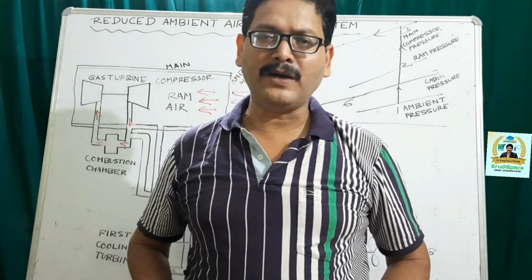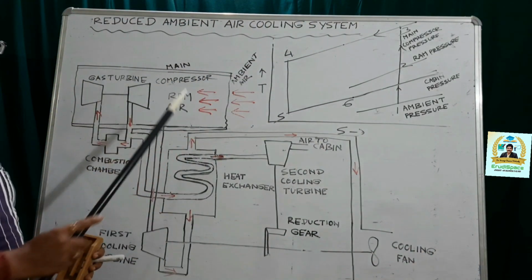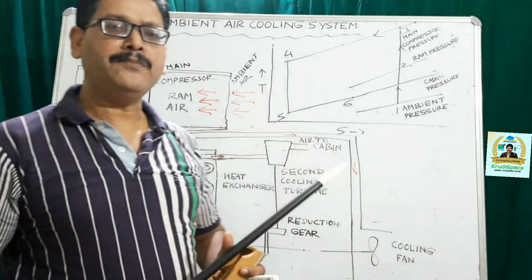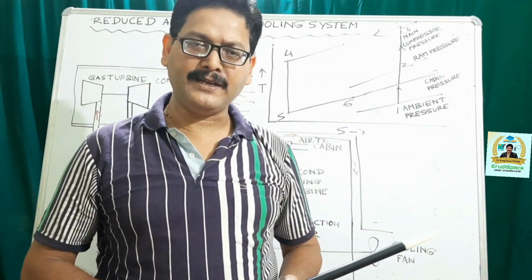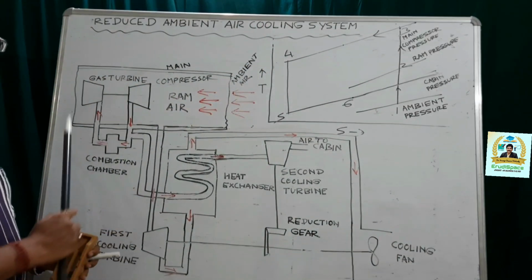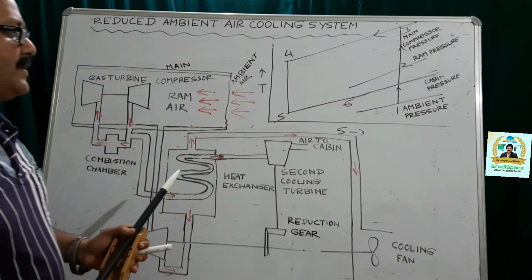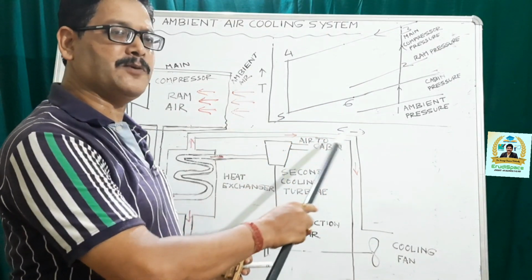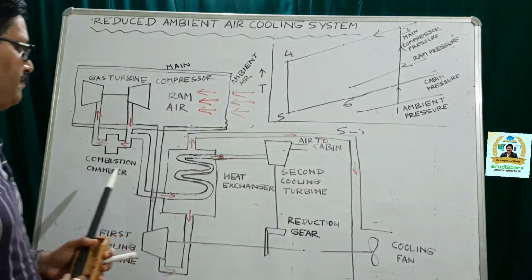I am Dr. Mohanty and today we will discuss the reduced ambient air cooling system. The reduced ambient air cooling system finds extensive application in high-speed aircraft. We will discuss the system with a detailed schematic diagram and then we will discuss the different thermodynamic processes with the help of a temperature entropy diagram.